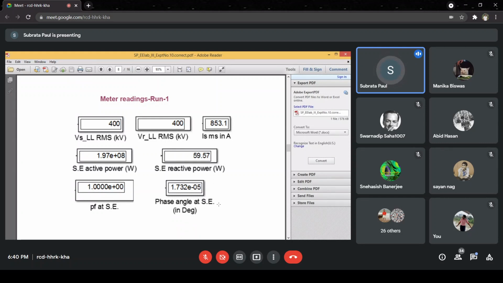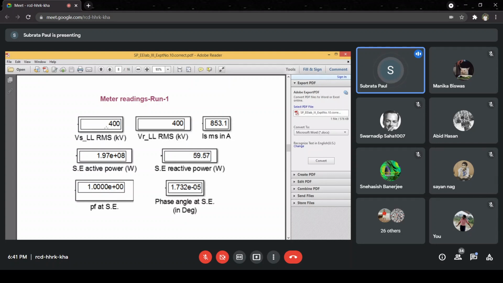Phase angle at the sending end. As it is unity power factor, the phase angle, meaning the power factor angle at the sending end, is the angle the sending end current is making with the sending end voltage, right? So the sending end power factor angle means the angle made by the sending end current with the sending end voltage. This is again almost zero. This should be zero because the power factor is unity.